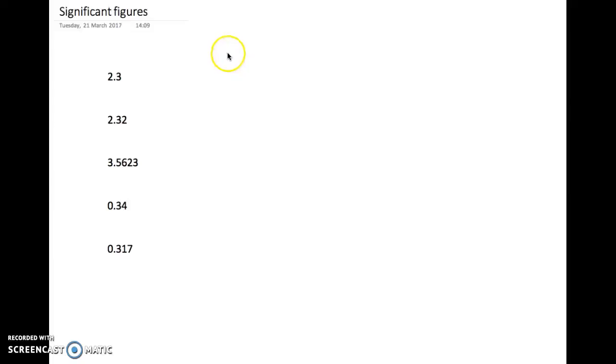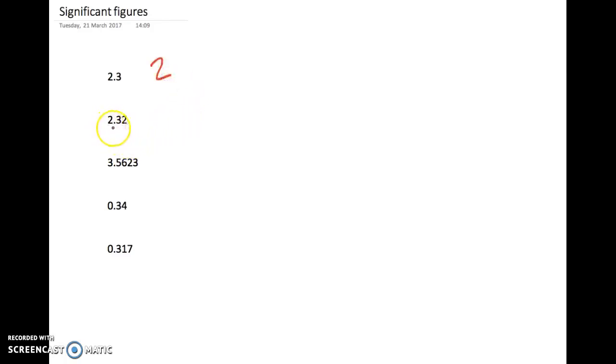Okay, in this video we're going to have a look at significant figures. So first of all, let's just see what we mean by significant figures. Here are some various different numbers, and we're going to say how many significant figures we have. So 2.3, we have two numbers here, so in this case, surprise, surprise, two sig fig.